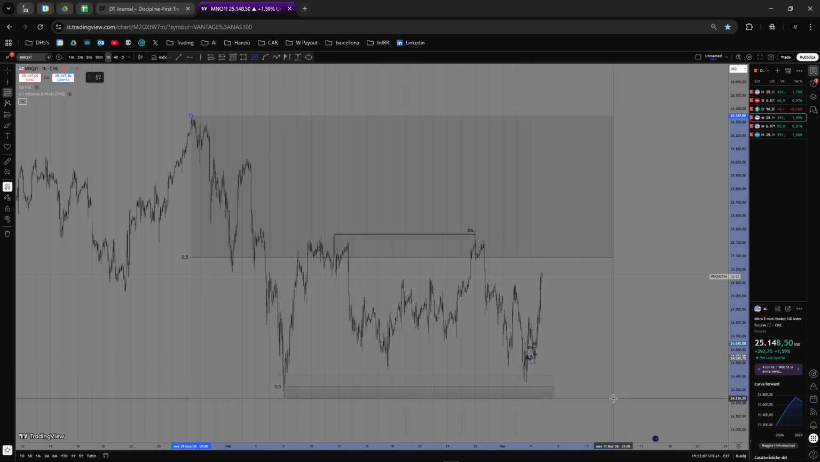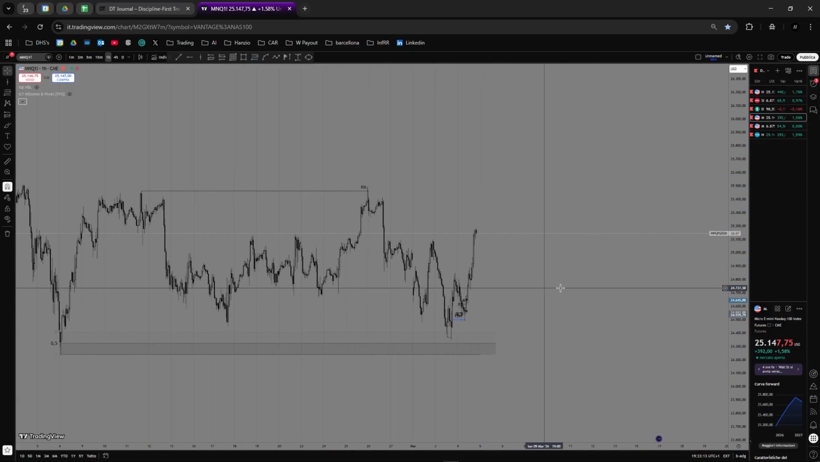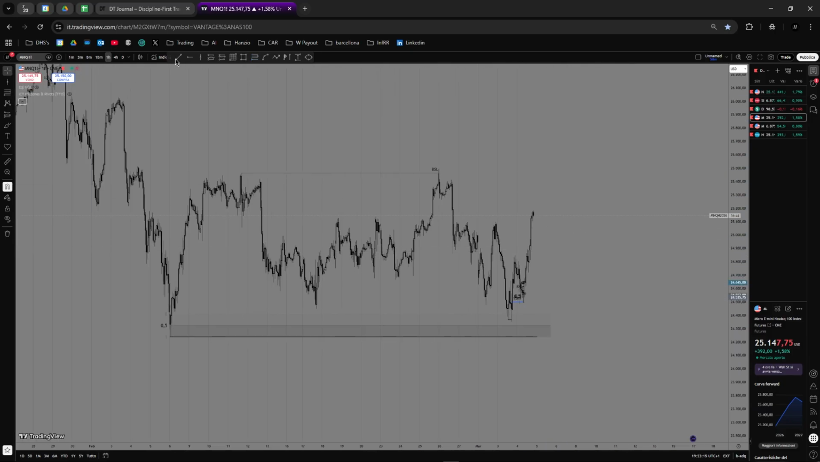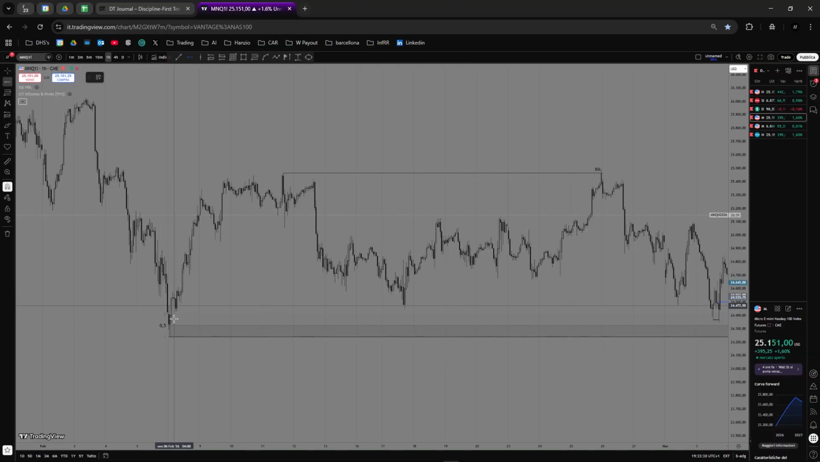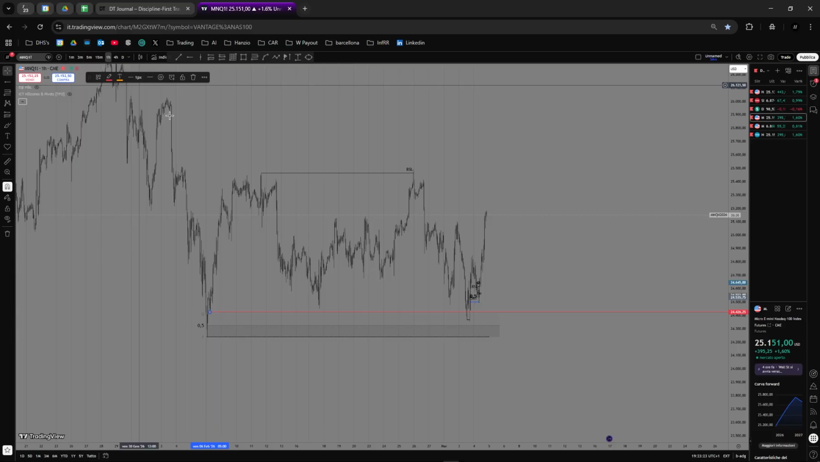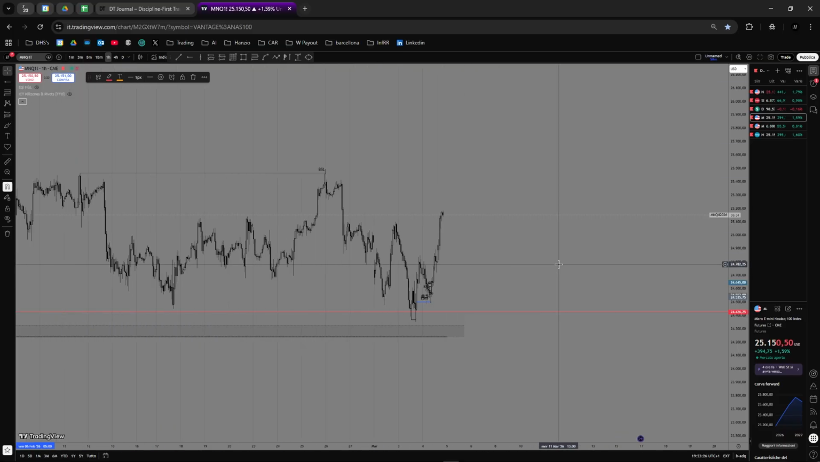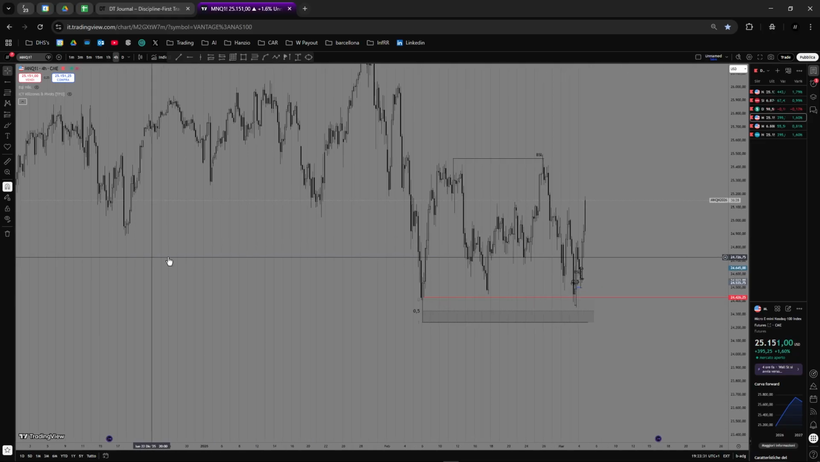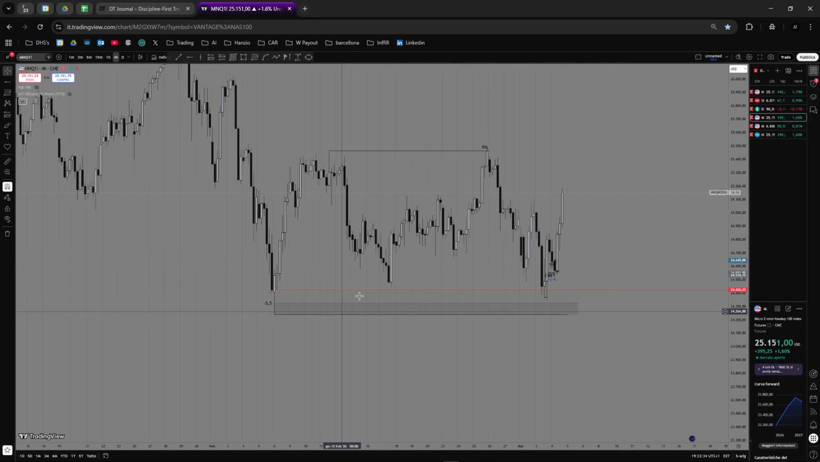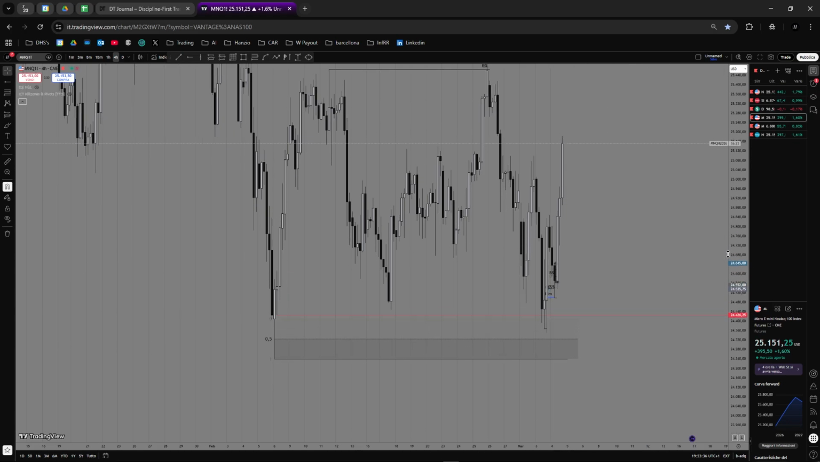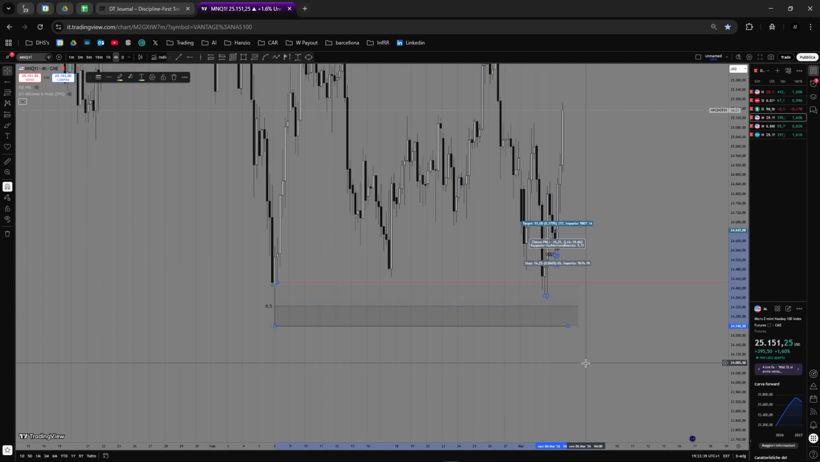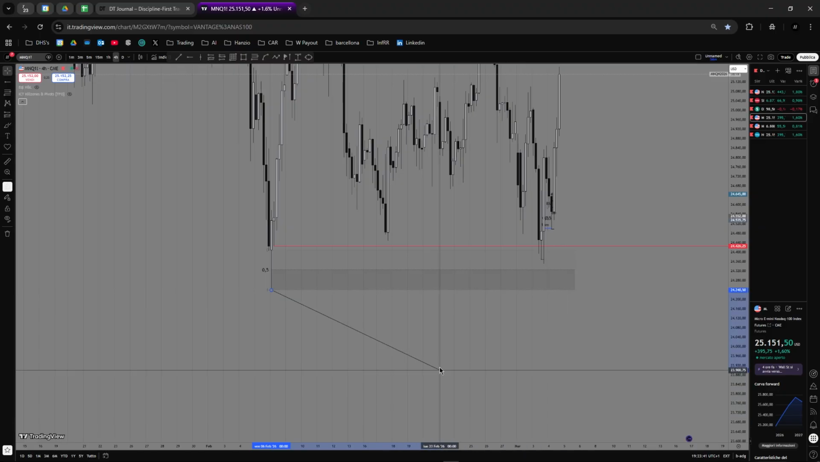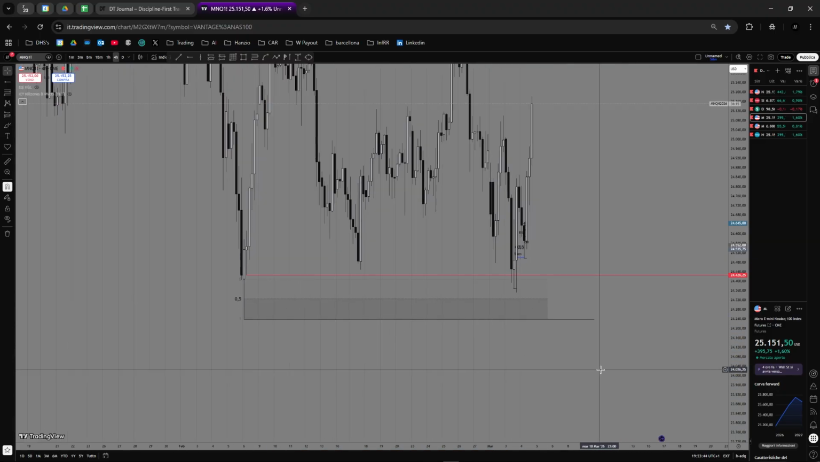So we were rejecting many times off of the EQ of this big range, and once and for all we ended up taking out everything possible here. See, we took out even this super low, right? Let me go to the hour, maybe it's clear. Okay, we ended up taking everything out. So there was no more liquidity to the downside for us to go lower, just this one, which was far down.